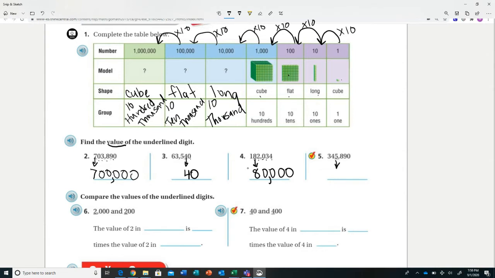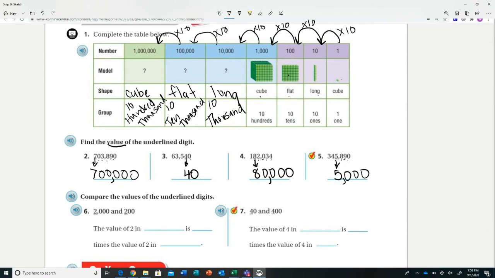Same idea here, 345,890. I'm interested in the 5. There are 3 digits to the right. I'm going to include 3 zeros. Comma is optional at 5,000. And this is the value of your underlined digit. So 2 more questions here. We're going to wrap this up.